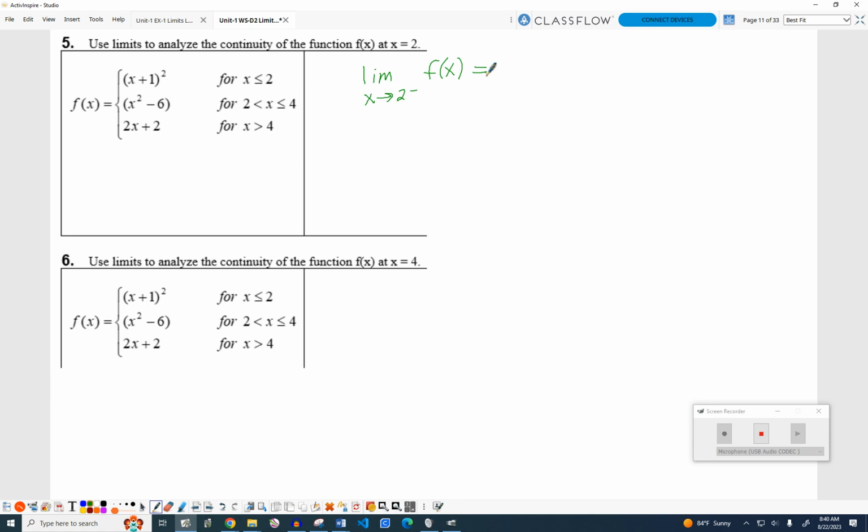Did you choose 2 because the first one, x is less than? Good question. No, they told me to look at 2. That's a good question. Anybody else?